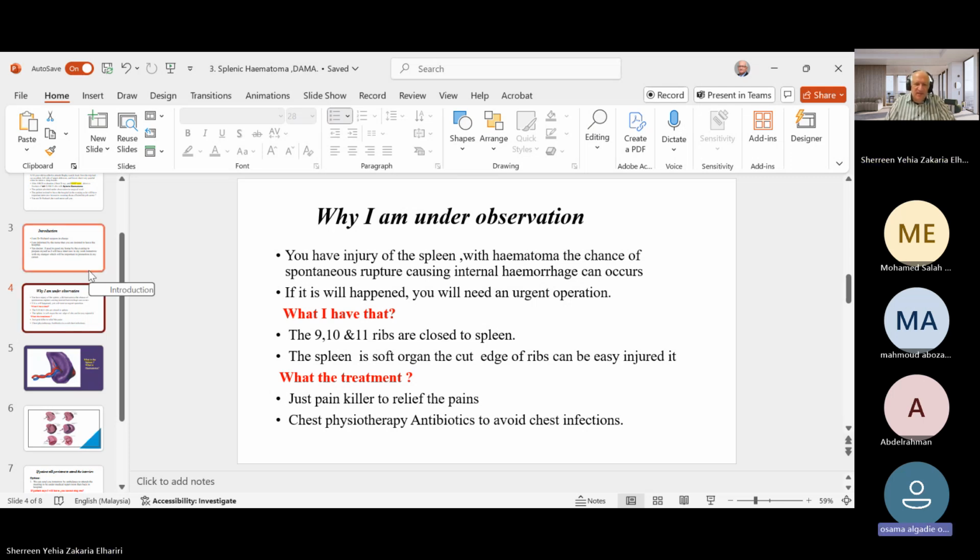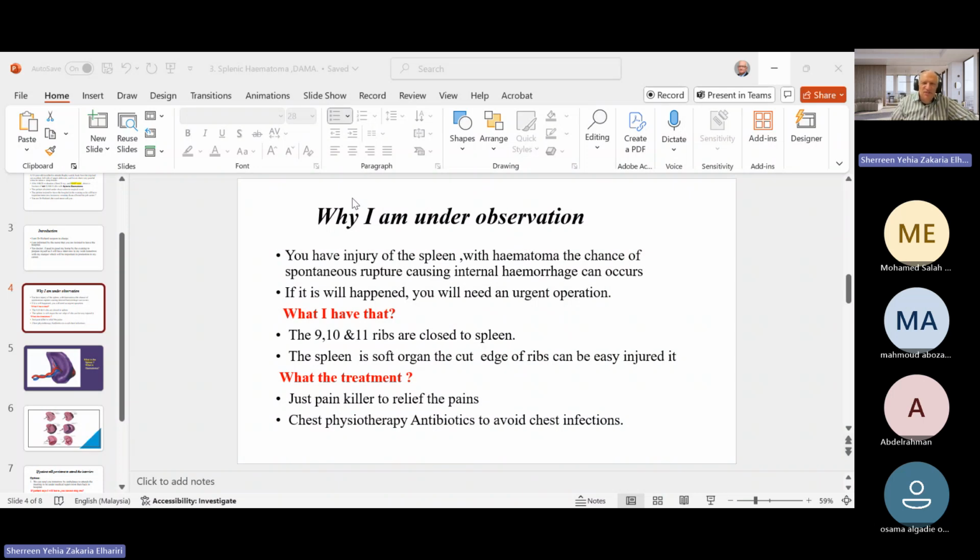Yes, at this time we need to keep you and treat you conservatively. So what medication do you give to me? Yes, we give you painkiller, antibiotic, chest physiotherapy and check your blood. So I can take the painkiller and I can do this chest physiotherapy in my house. So why do you need to keep me here?